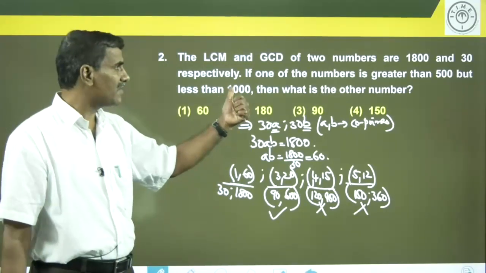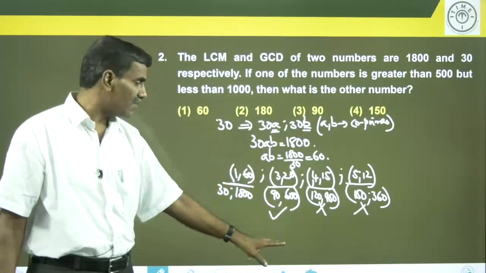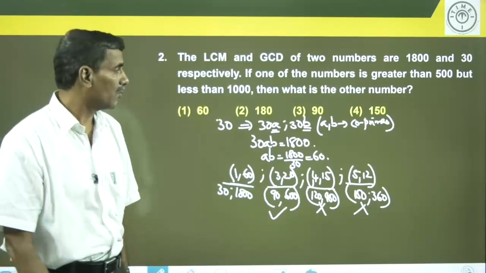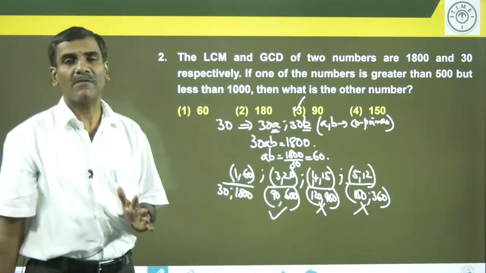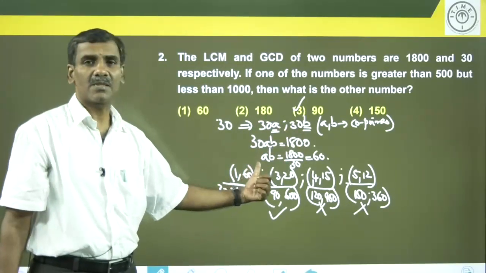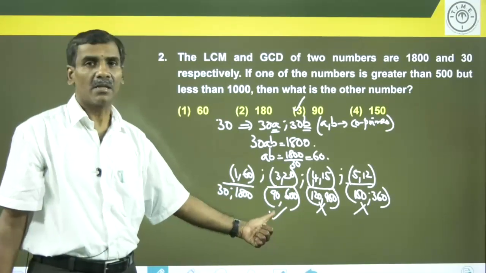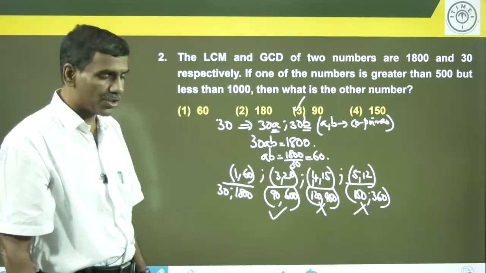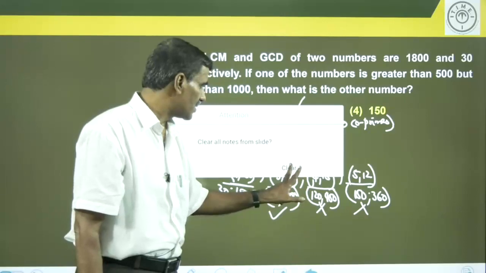Out of these two numbers, if one is between 500 and 1000, what is the other number? That means we are not interested in 600. We are interested in the other number, 90. So the other number here is 90. So the question is definitely not easy. If we know the co-prime concept and use this possibilities concept, then we will get the answer based on the given condition. So let's look at one more question dealing with different aspects of numbers.